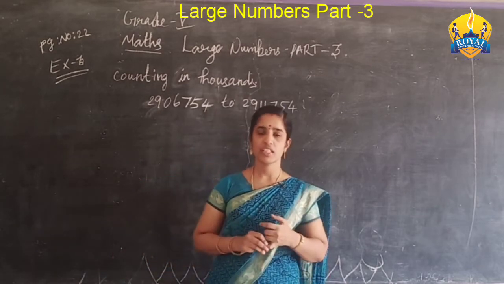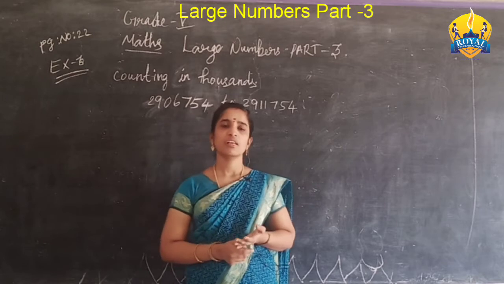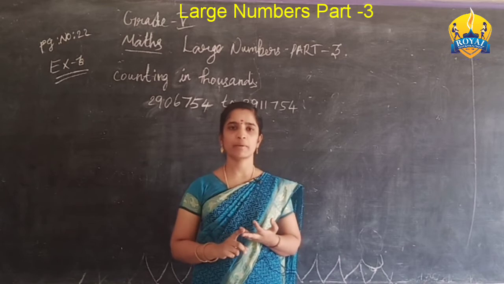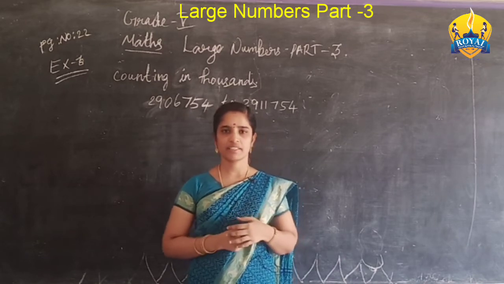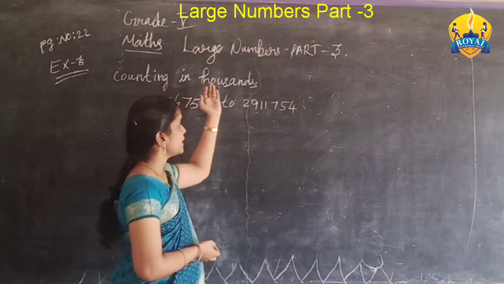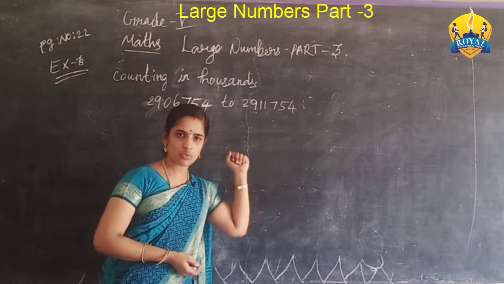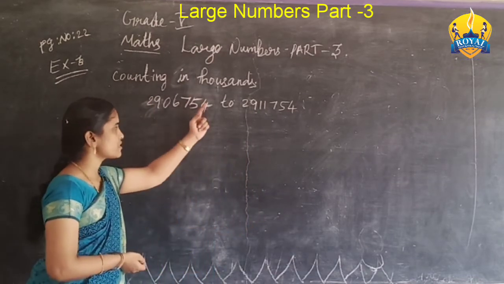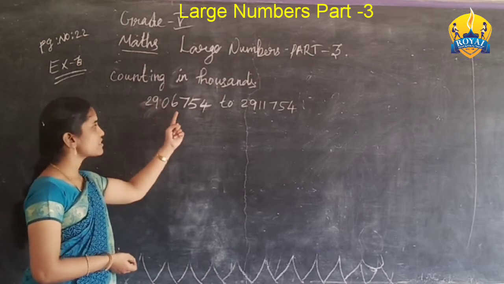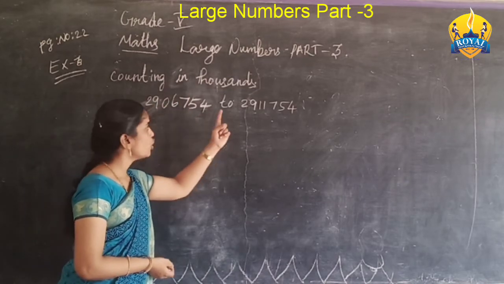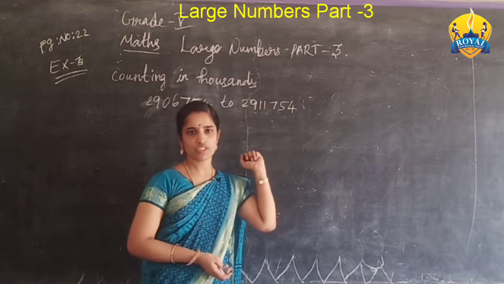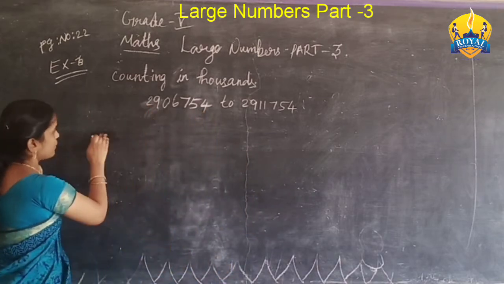We already learned about skip counting in class 4: counting by 2s, counting by 100s, counting by 5s and 20s, etc. In this session, counting in thousands. Write the numbers from 29,06,754 to 29,11,754.